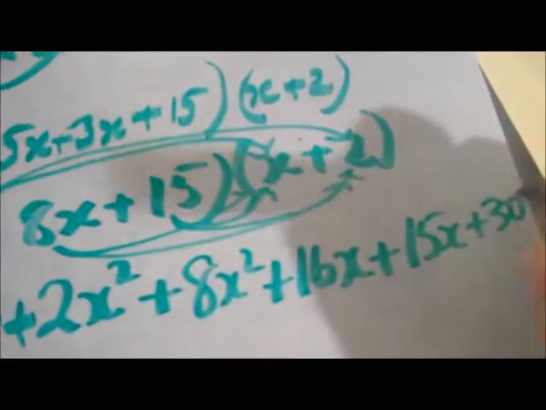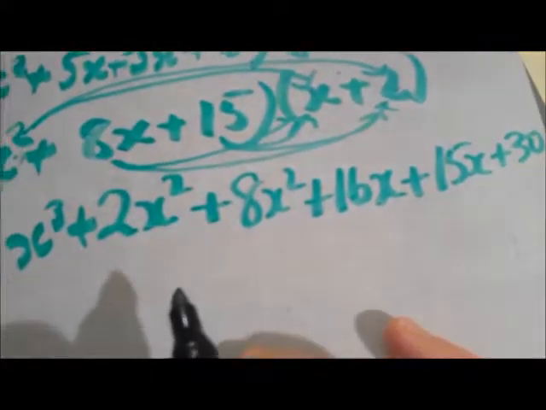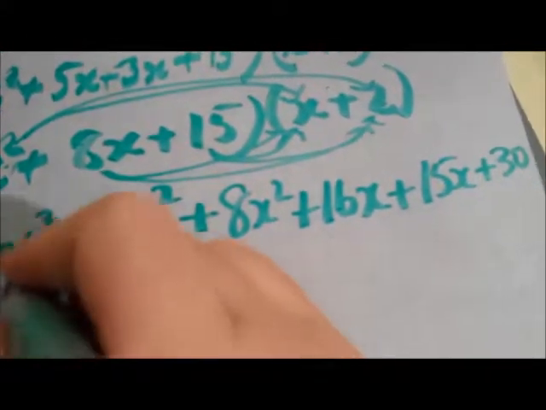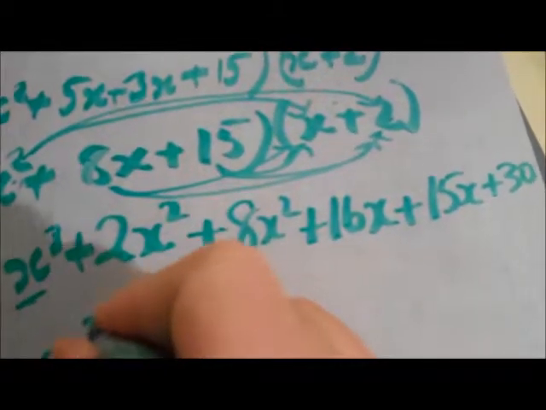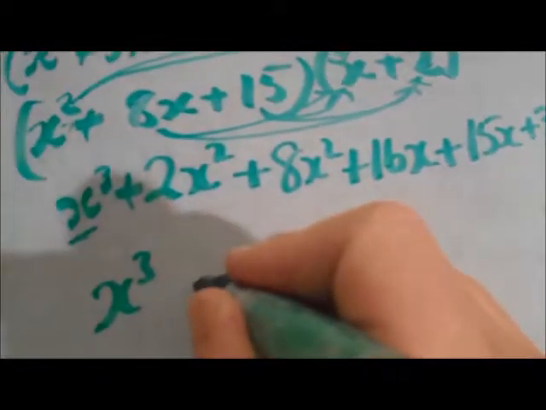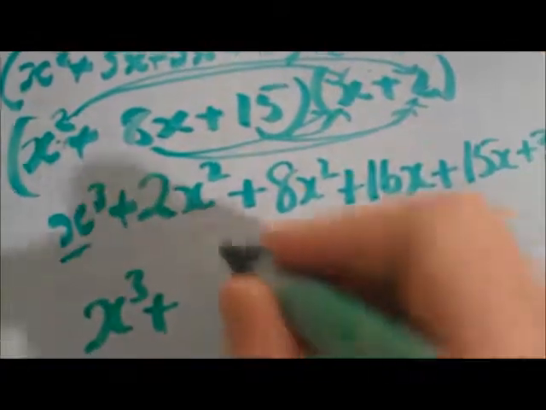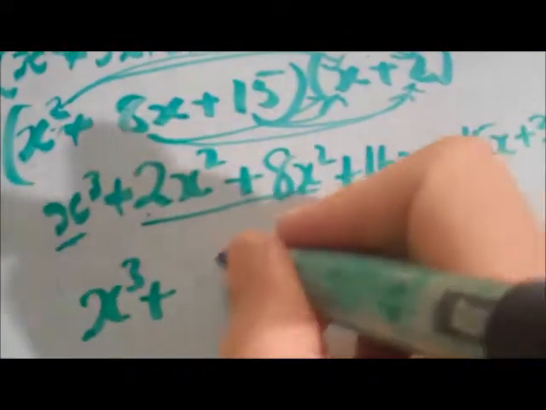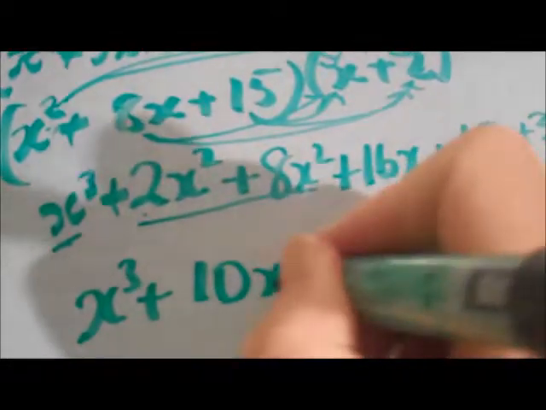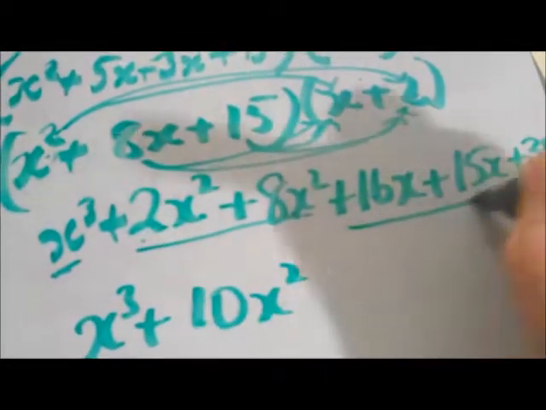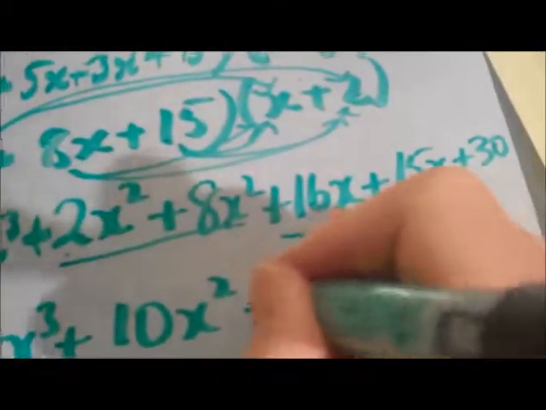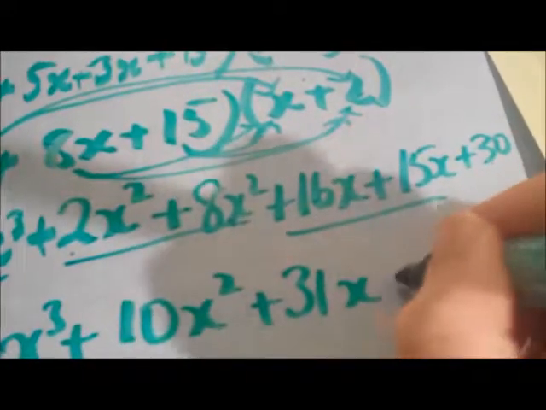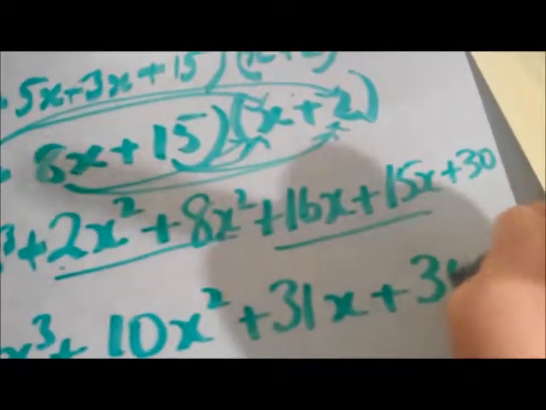And now I go and I look and I say, okay, which ones can I simplify there? Well, there's only one x cubed term. Let's have a look for x squareds. Well, there's my x squareds. So 2x squared plus 8x squared is 10x squared. 16x plus 15x is 31x, and the last one is 30.